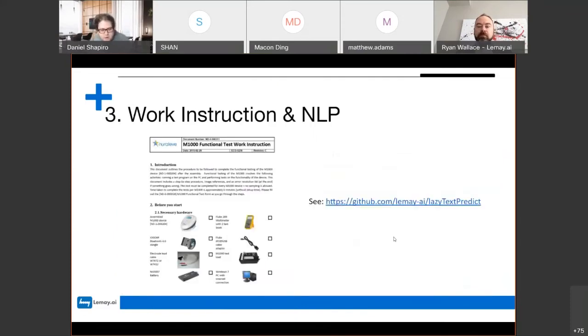Then you got work instructions. They tend to be super detailed, and you can turn those words in documents like work instructions, and specifically the notes on the standard operating procedures into usable fields. So here's an example of a library that we wrote called Lazy Text Predict that calls some other libraries to figure out what model should I use for converting text into features.